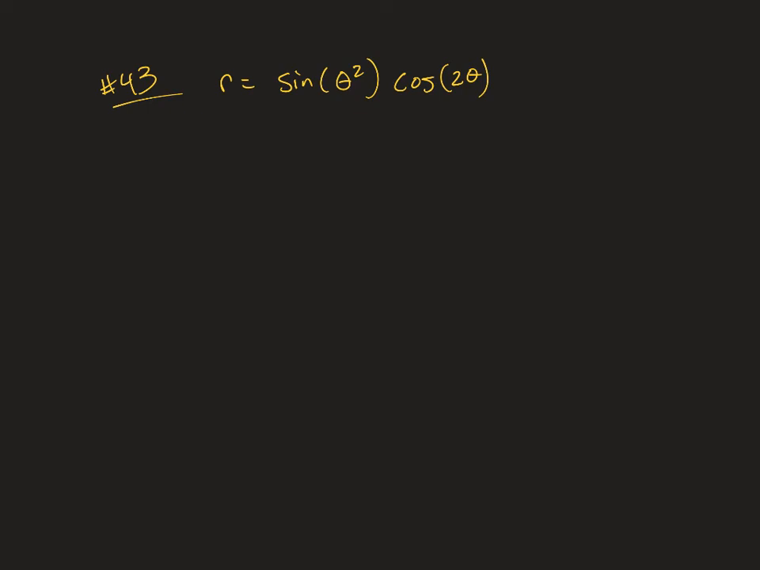Here's another problem in our chain rule section. This does involve compositions, but when I look at this problem, r equals sine of theta squared times cosine of 2 theta, I recognize that this is really a product. This is really the sine of theta squared times the cosine of 2 theta. So we're going to follow the product rule, and then along the way we might need the chain rule because they do include compositions.